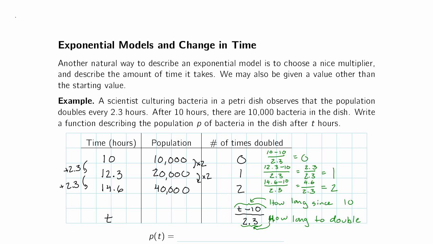Our function, well, we'll say we start at 10,000. That's a known value. Times, we're going to be doubling. We'll multiply by 2. And then, well, how many times will we double? T minus 10 over 2.3 gives us how many times we double. And that's a function of t. It's a kind of unpleasant function, but it's a function that we've written down. And this gives us our general form of an exponential model.